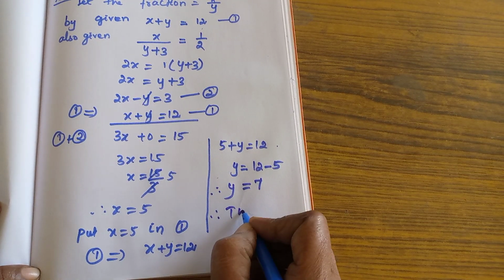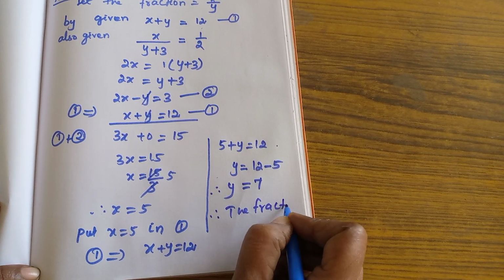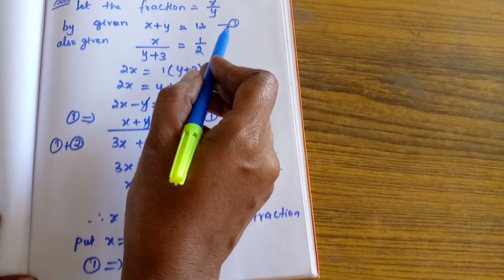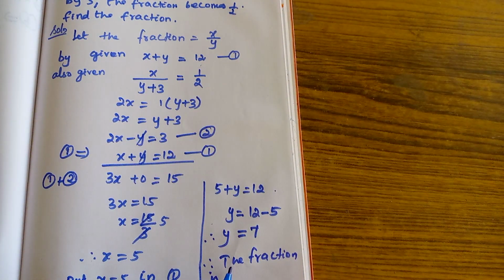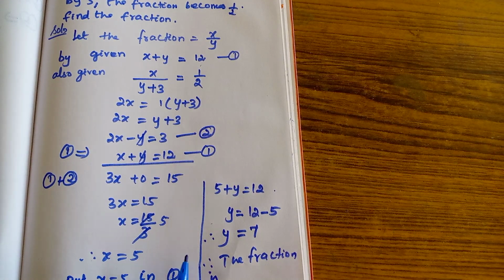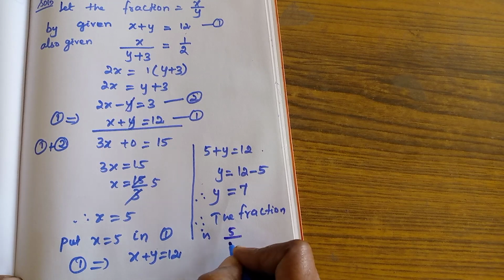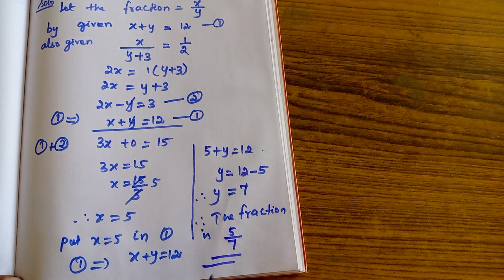Therefore the fraction is x by y. So here x is equal to 5, y is equal to 7. So the fraction is 5 by 7. Understood, students?